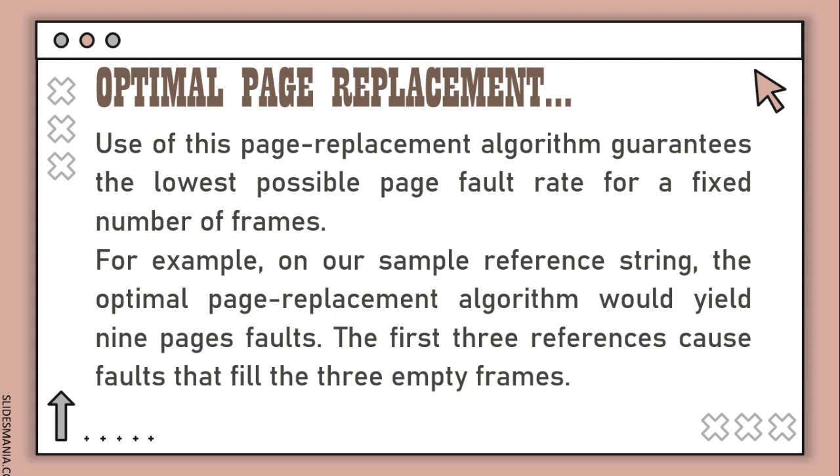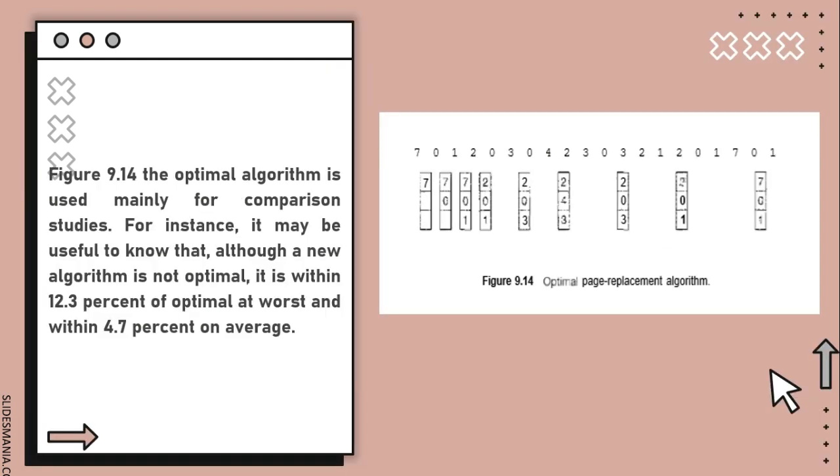For example, on our sample reference string, the optimal page replacement algorithm would yield 9 page faults. The first 3 references cause faults that fill the 3 empty frames. So, in figure 9.14, the optimal page replacement algorithm is used mainly for comparison studies. For instance, it may be useful to know that although a new algorithm is not optimal, it is within 12.3% of optimal at worst and within 4.7% on average.